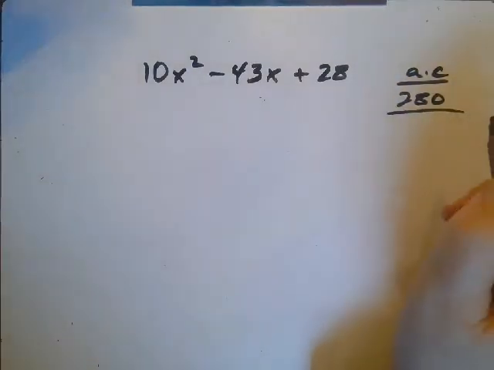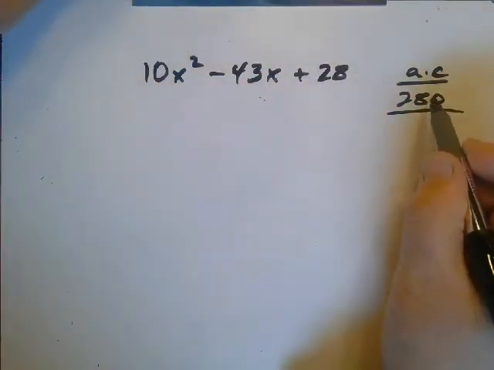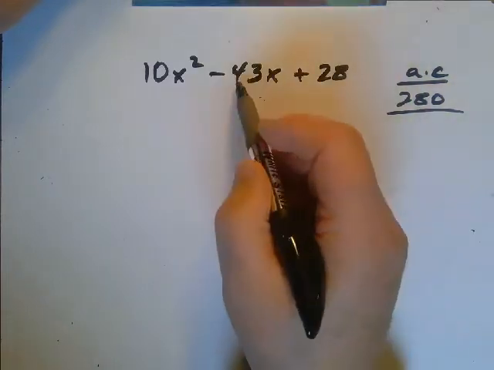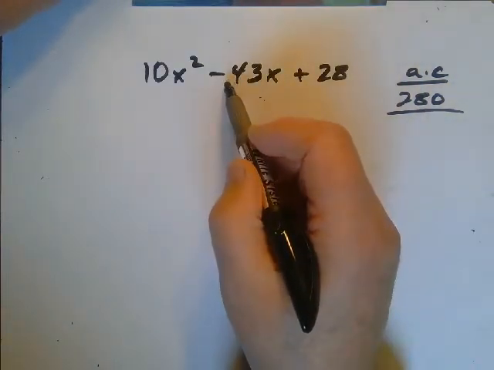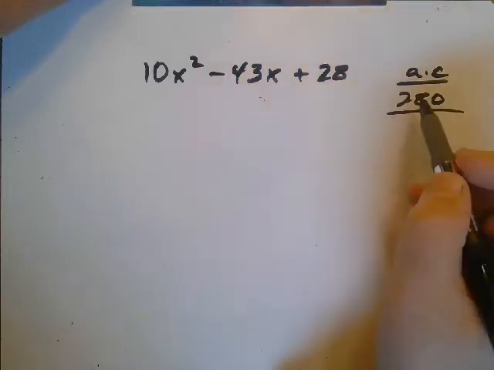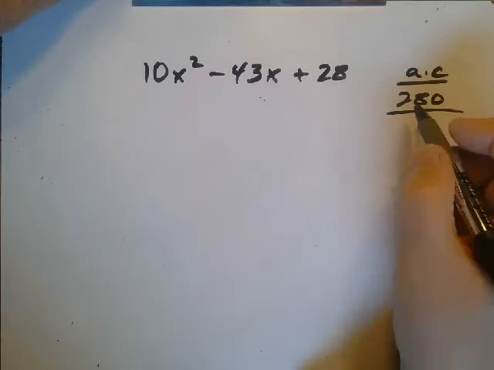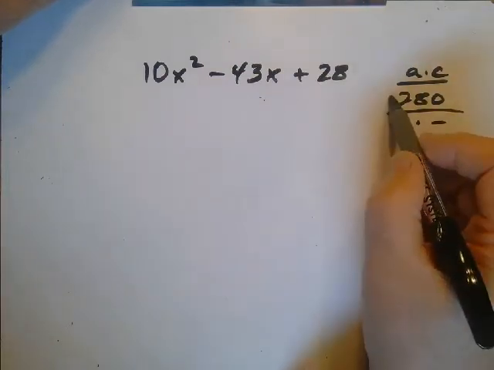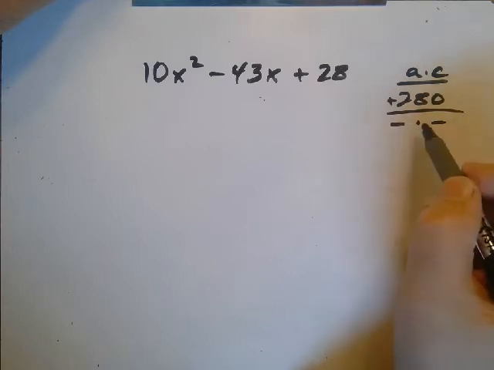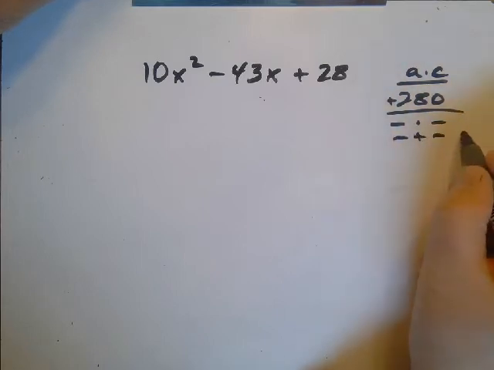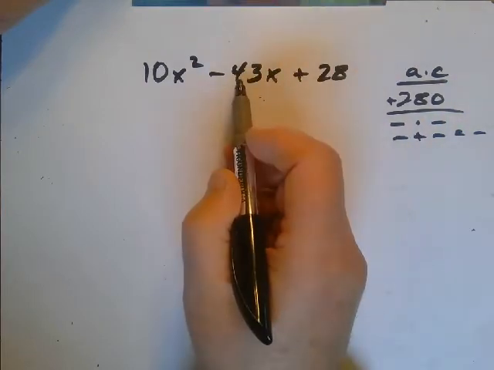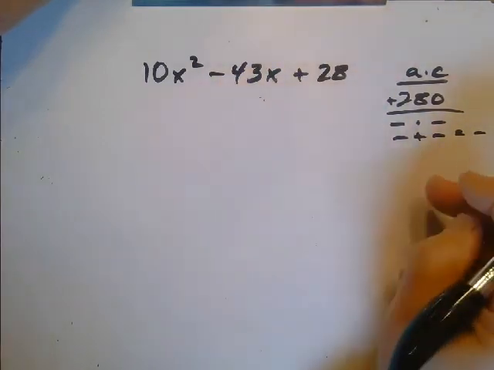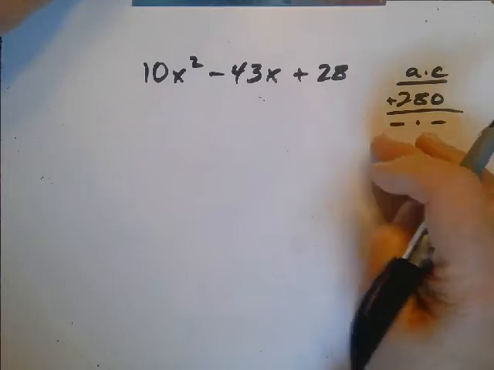What two numbers will give me 280? Now, I'm looking for two numbers that'll give me 280, but I have to get a negative sum. So it seems to me that if they're going to be a positive product and a negative sum, they both have to be negative numbers. Negative times negative will give me a positive 280, but a negative plus a negative will give me a negative 43. So the two numbers have to be negative.